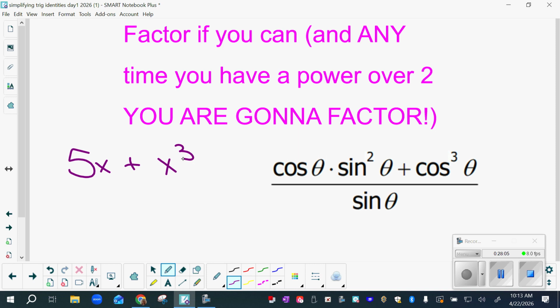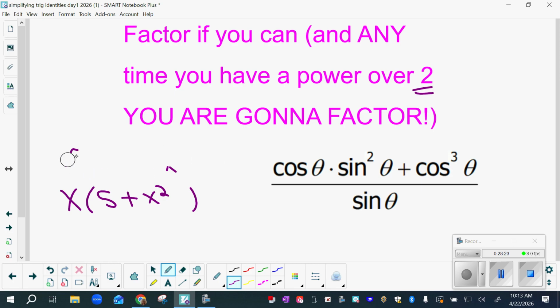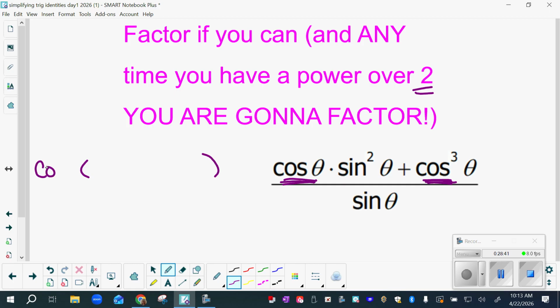I'm going to take out an X, right? What would I have left? 5 plus X squared. Guess what? You know how to do this math. Here's my new hint: anytime you have a power over 2, you are going to factor it. So watch what I'm going to do right here. I look at this and say, he's got 3 cosines, he's got 1 cosine. I am going to factor out a cosine. So the cosine comes out.